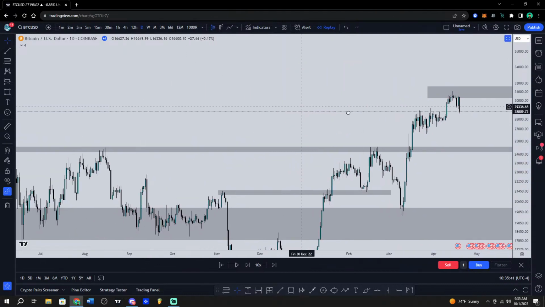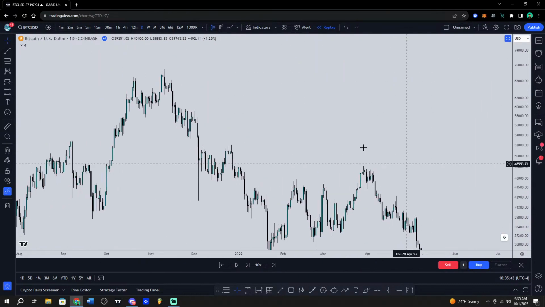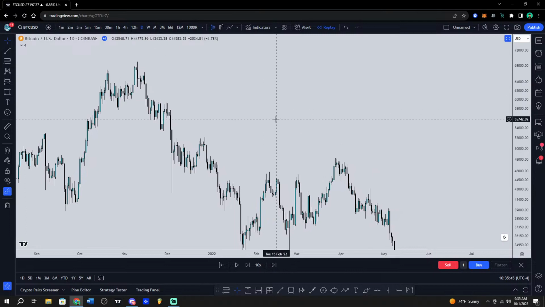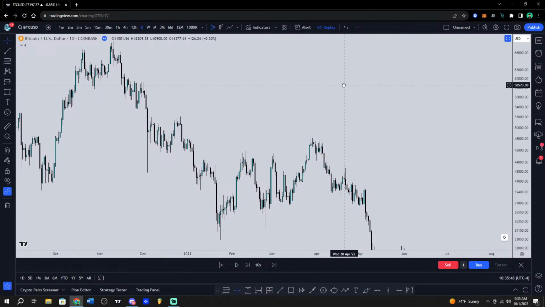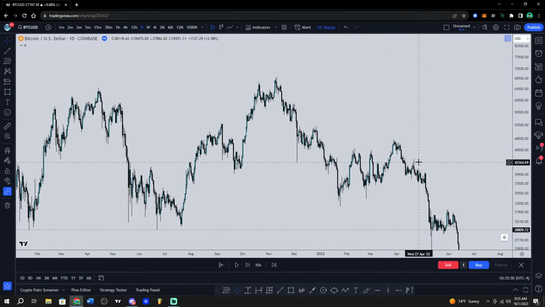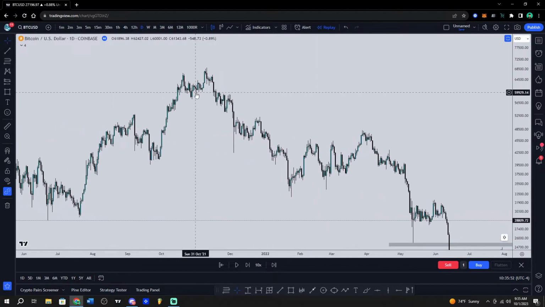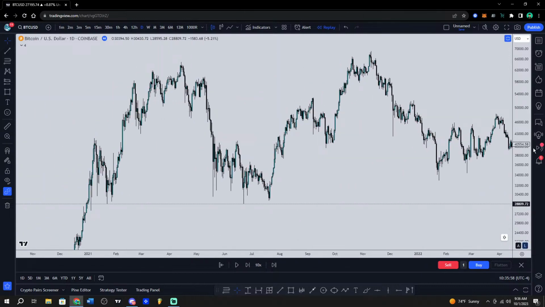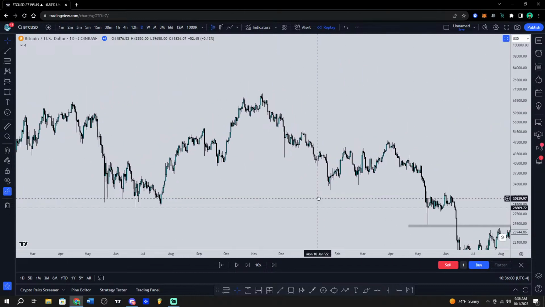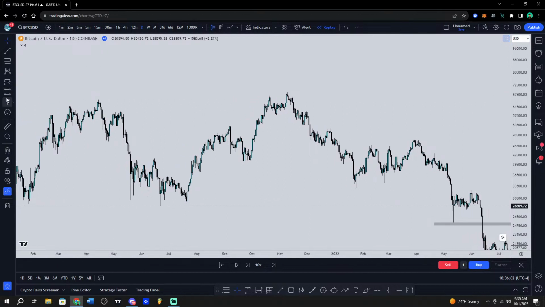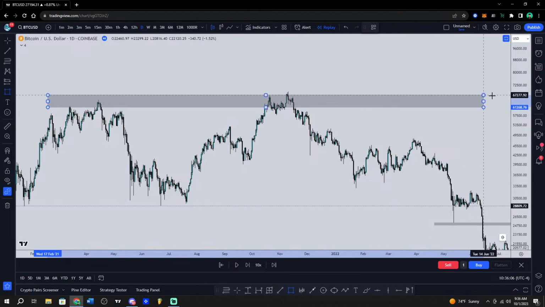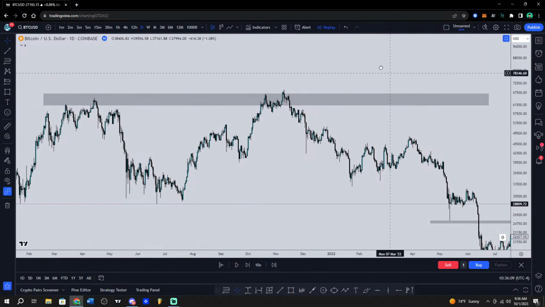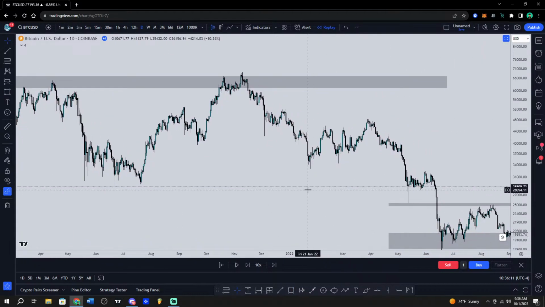Now, what if we are in a downtrend? What if we are in a downtrend? Let's just start from here. So first, we want to recognize where our supports and our resistances are. Go to the past. We can see that our resistances are obviously here, right? Because this is where price reversed from.